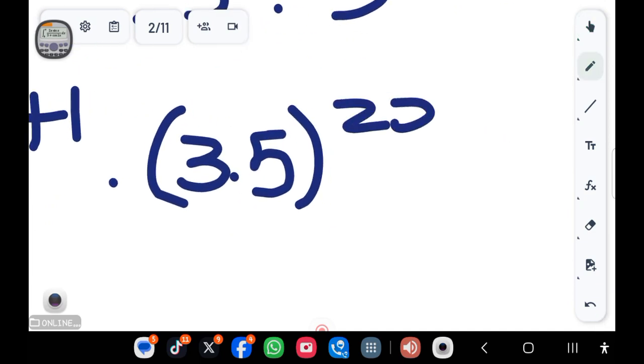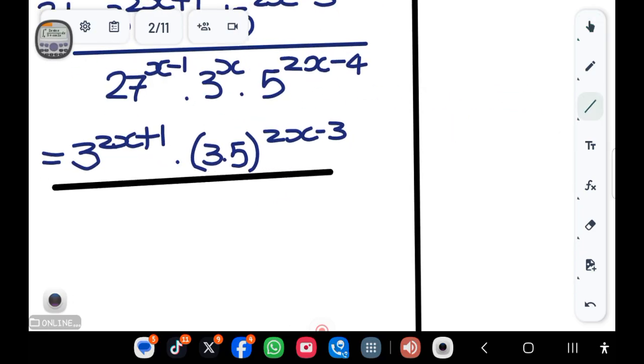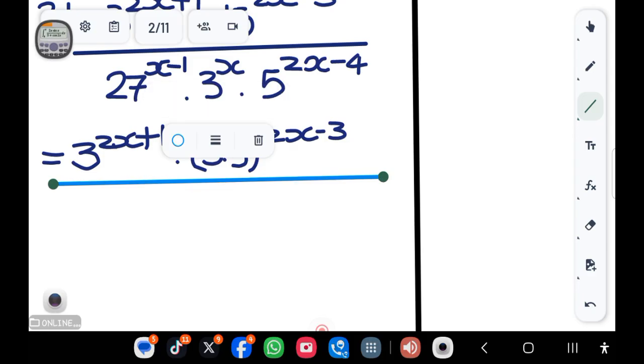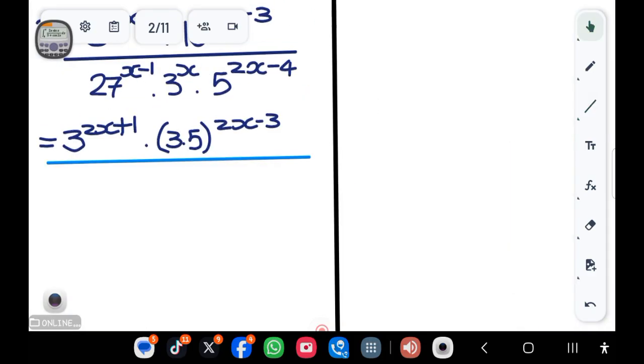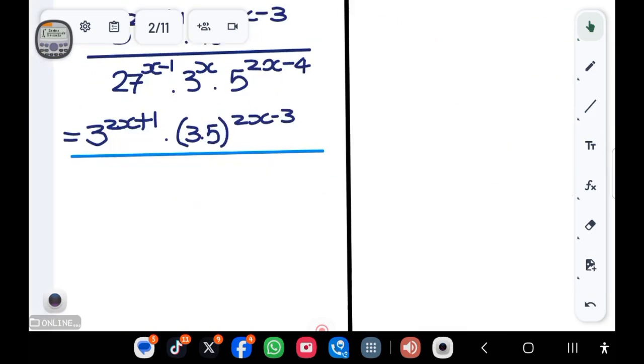Sorry for the obstruction. That is all over. The 27 becomes 3 to the power of 3.